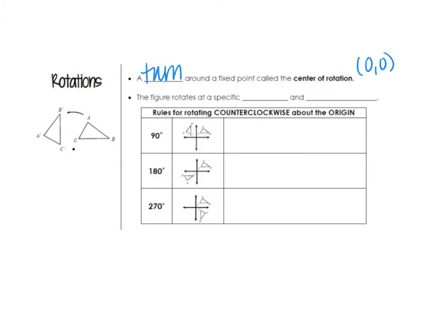Also, like with translations, we use the word slide. A rotation we might refer to as a turn. So in a rotation, the figure rotates at a specific angle and direction. Okay, so we are going to focus on counterclockwise, always about the origin. Okay, so two things to keep in mind there. These rules, at first, they might make sense to you. They might not make sense to you, but they'll take some practice and we'll do that.